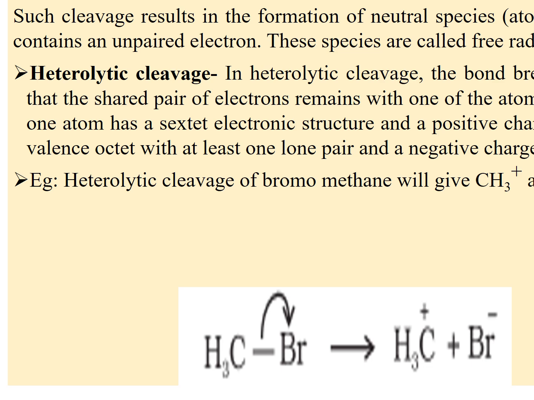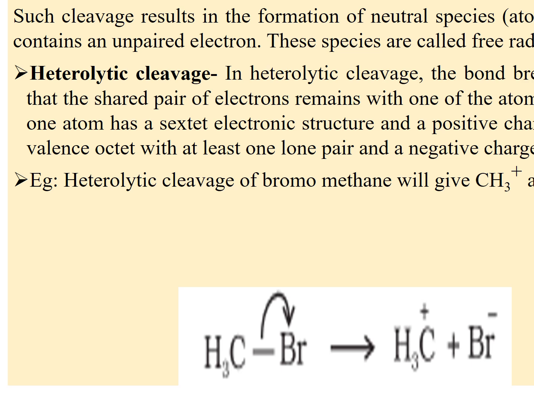Heterolytic cleavage. In heterolytic cleavage, the bond breaks in such a way that the shared pair of electrons remains with one of the atoms. After heterolysis, one atom has a sextet electronic structure and a positive charge on it, and the other has a valence octet with at least one lone pair and a negative charge. For example, heterolytic cleavage of bromomethane results in the formation of methyl ion and bromide ion.